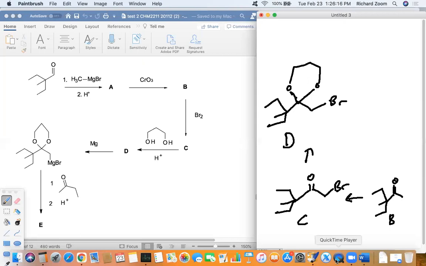What I'm trying to show you is that you can work your way backwards through the reagents if you can't work your way forwards. Does anybody have any questions?